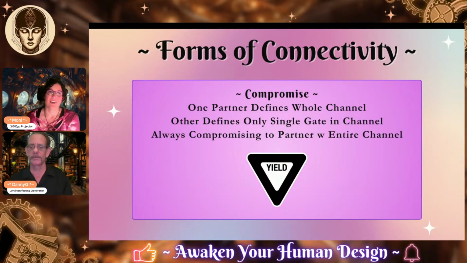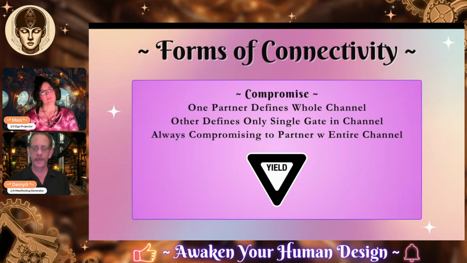And finally, we have our compromise channel. One person defines the entire channel, the other person only defines a single gate within that channel. So they're always compromising to the partner with the entire channel. So one person's got the whole thing, the other person has half.